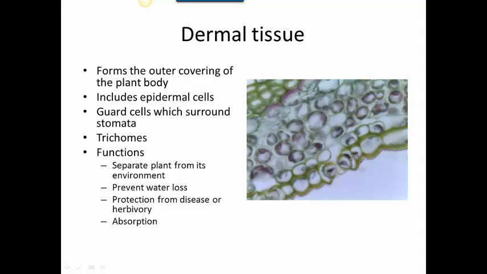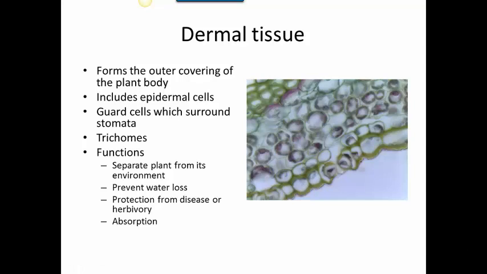It also includes cells called guard cells, which surround the stomata. Remember, we talked about a stoma is a little opening in the plant leaf that can allow gases like CO2 and oxygen to get into or out of the plant cell. There are little cells here called guard cells that control whether that pore is open or closed. So the plant can control when gas exchange is occurring.